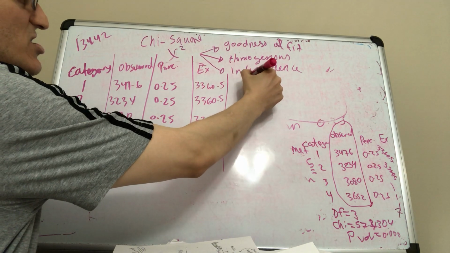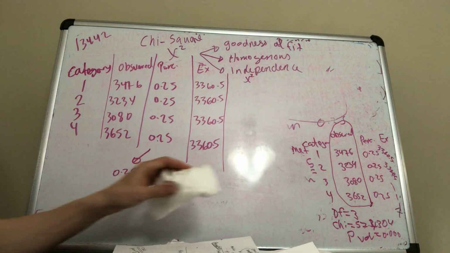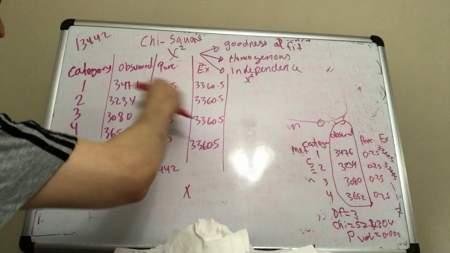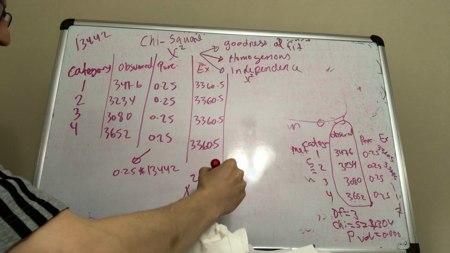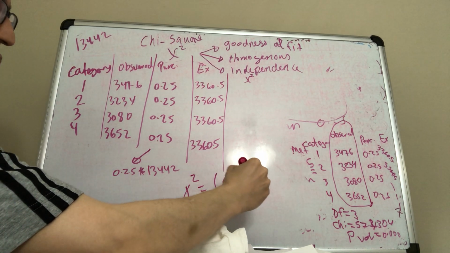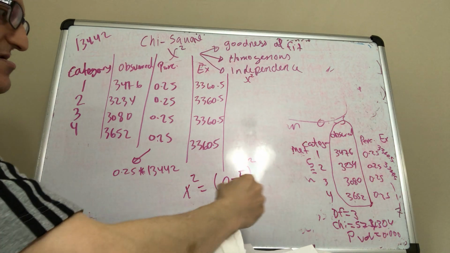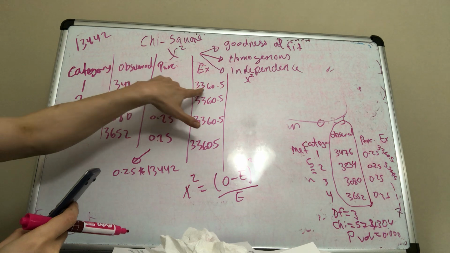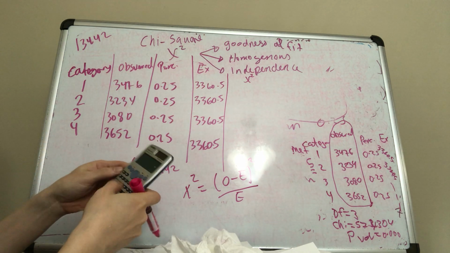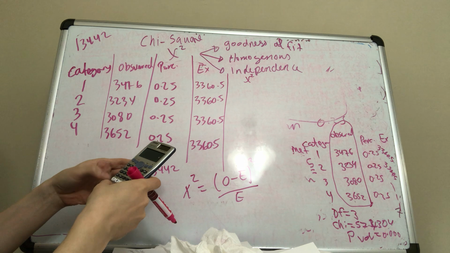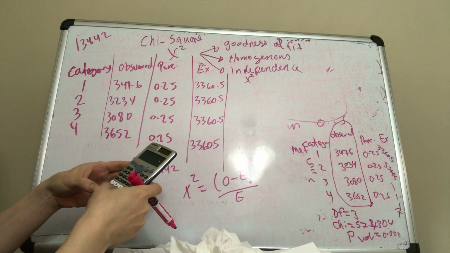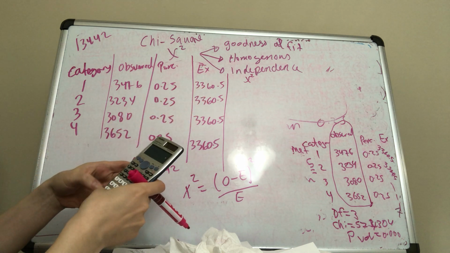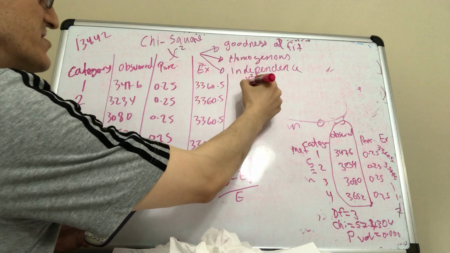To do this, we're going to add a column called the chi column. For each one of them, we're going to go observed minus expected, squared, over expected. So I'm going to take the difference between the observed, so brackets, 3,476 minus 3,360.5. You square this and you divide by the expected. That gives you the first one.